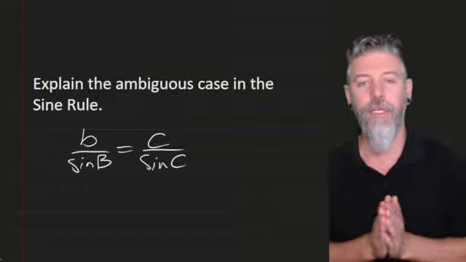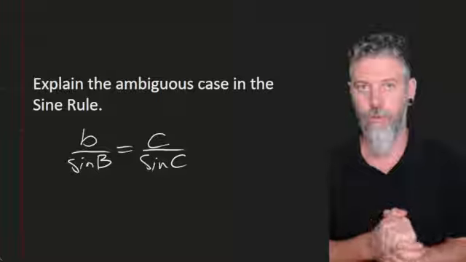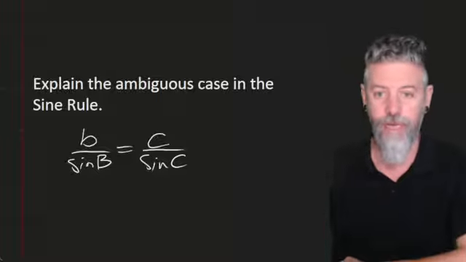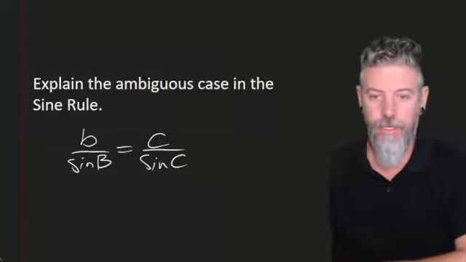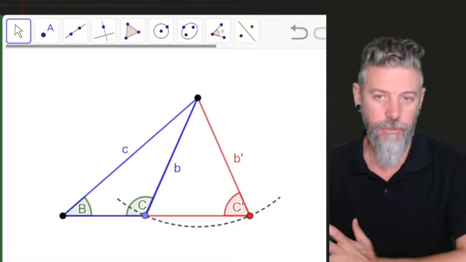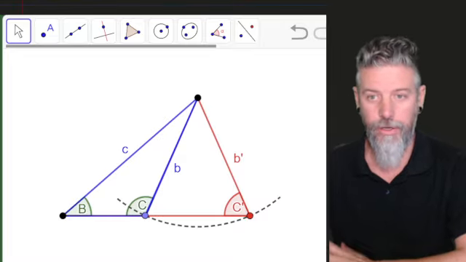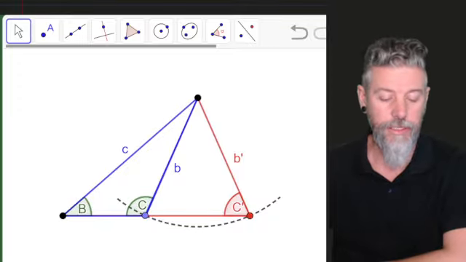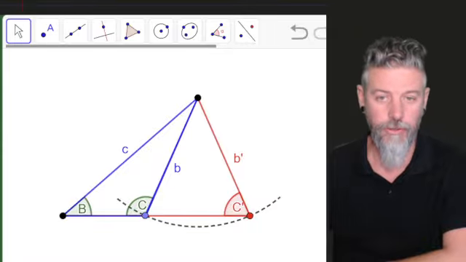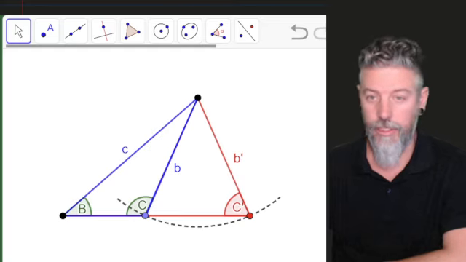So we're going to try and delve into this sine rule ambiguous case. Let's have a look at what we've got in Geogebra to do that. So here is my Geogebra triangle that I've created for the sine rule. What I'd like to point out is that essentially there are two triangles. There is a blue triangle and there is a red triangle.